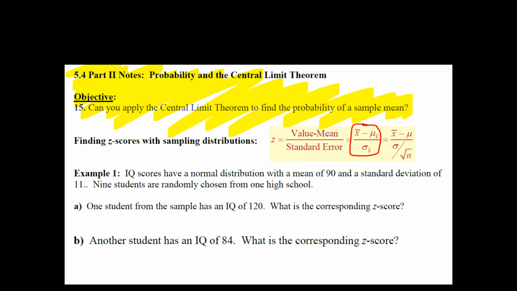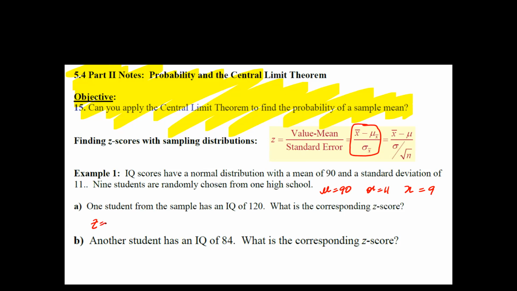Example 1 says the IQ scores have a normal distribution with a mean of 90. So your mean is 90. And a standard deviation of 11. And 9 students are randomly chosen from this high school. So your n, which is a sample size, is 9 high school students. A, it says 1 student from the sample has an IQ of 120. What is the corresponding z-score?